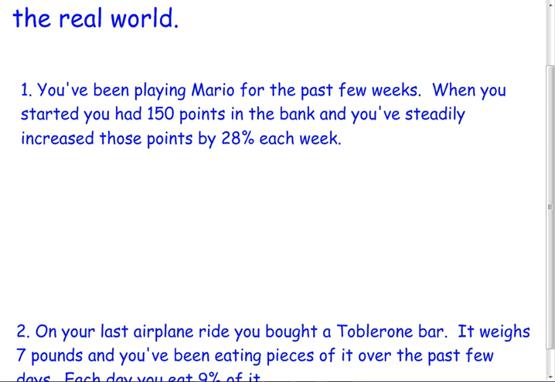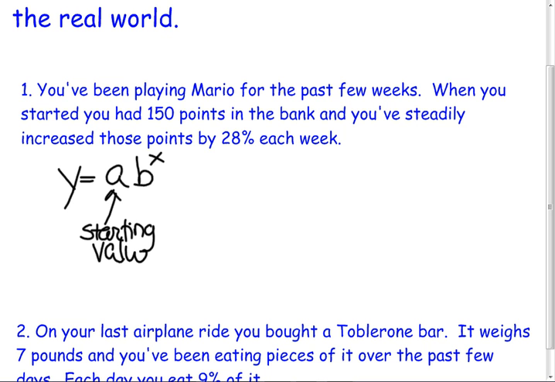So if you remember from yesterday, we're going to use this formula. It's called the closed-end formula. It's a b to the x. A is equal to your starting value. Okay, and everybody with a pencil? Yes, you do. And B is the common ratio.